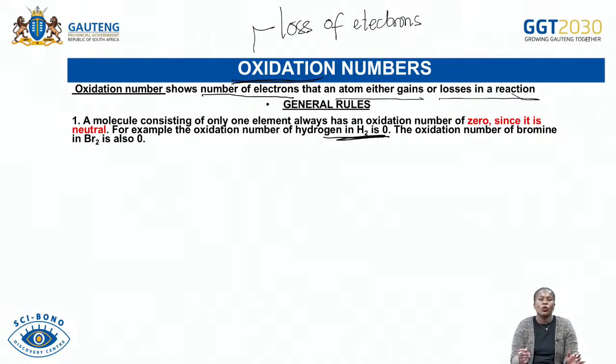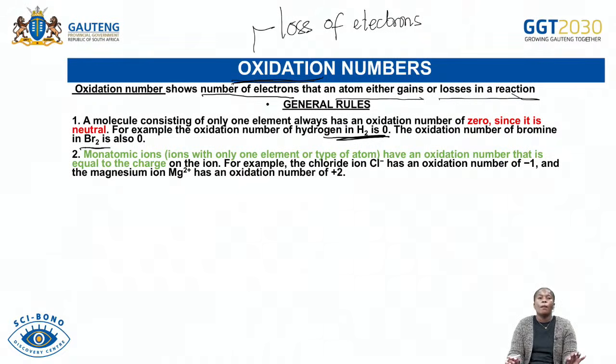Okay, and then also we've got Br2. What is it going to be? 0, because it is a molecule consisting of only one element. So there are just two atoms of the same element. Therefore, the oxidation number is going to be 0.